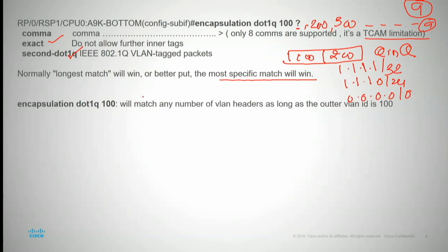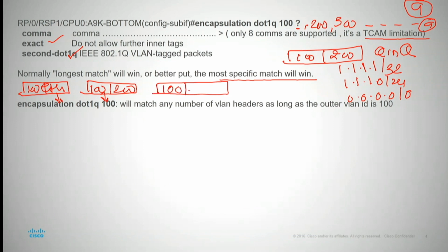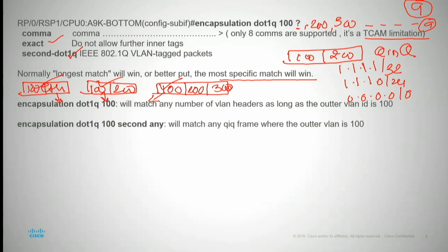Encapsulation dot1q 100 will match any number of VLAN headers as long as the outer VLAN tag is 100. This is an Ethernet frame with VLAN 100; it will match this sub-interface. If a frame comes with 100 and a second VLAN 200, it will match here. If a frame comes with 100, 200, 300, it will match here too. As long as the first VLAN is 100, it will match that frame.